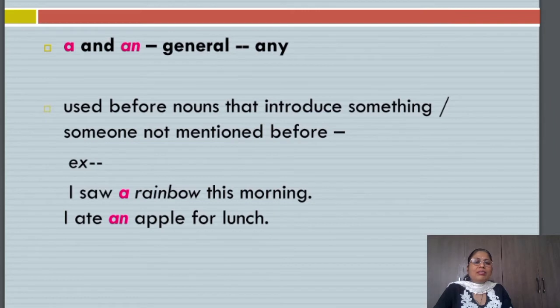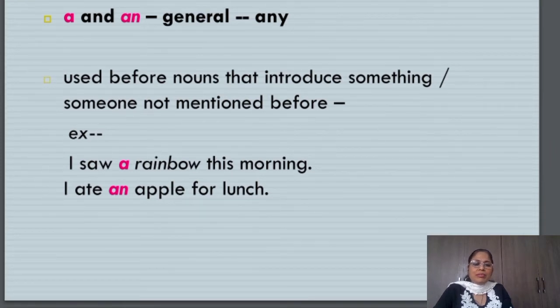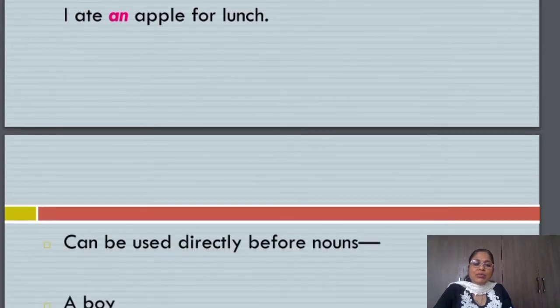A or an mean any. So if I put a or an in front of any noun, it means any one of that object or person, etc. So a and an are used before nouns that introduce something or someone that had not been mentioned before. For example, I saw a rainbow this morning. I ate an apple for lunch. It means any apple. It means a rainbow in general.